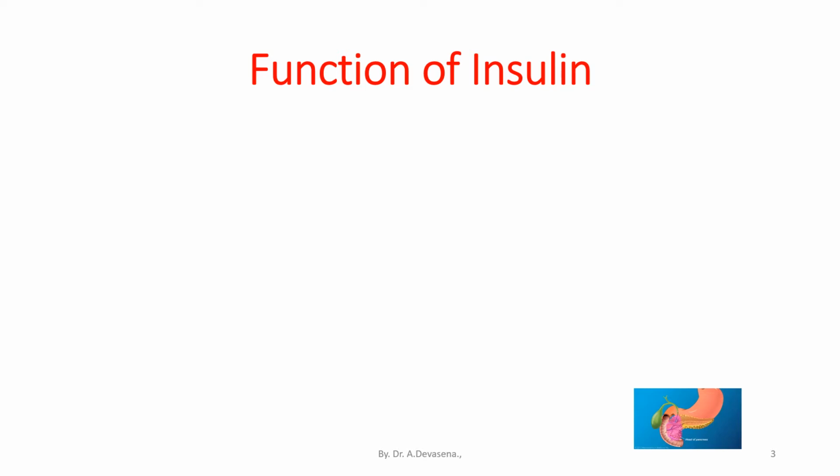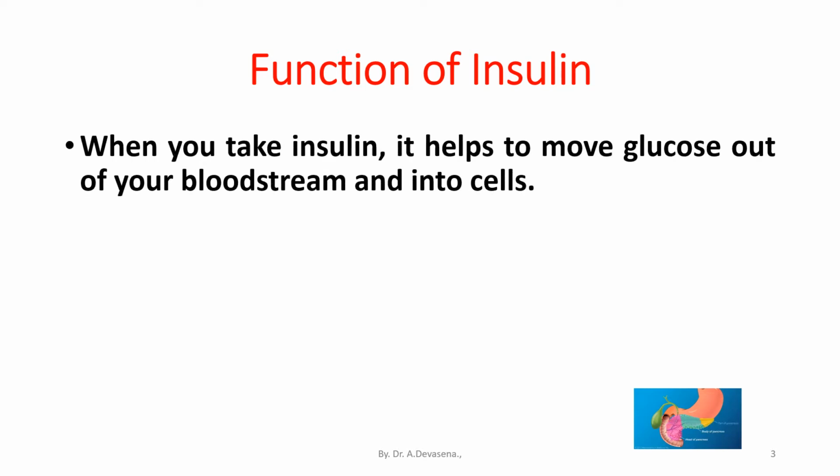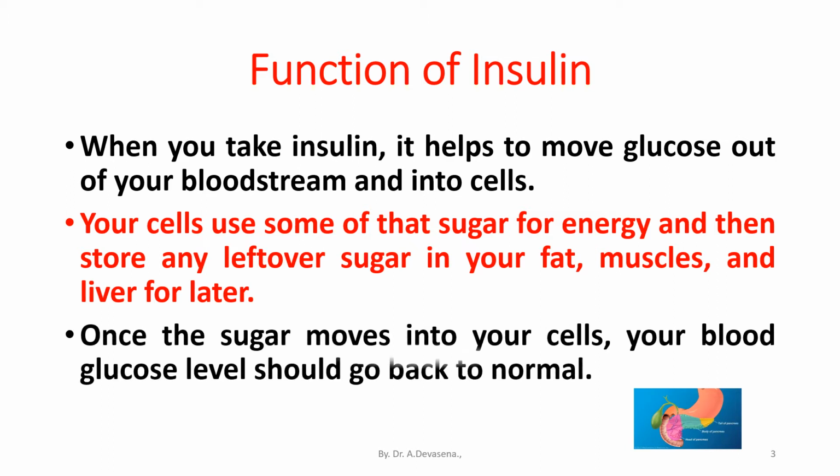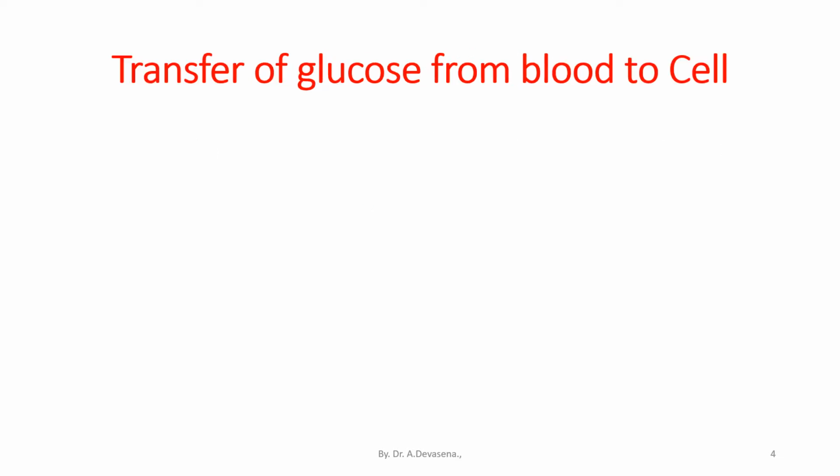Function of insulin. When you take insulin, it helps to move glucose out of your bloodstream and into cells. Your cells use some of that sugar for energy and then store any leftover sugar in your fat, muscles, and liver for later. Once the sugar moves into your cells, your blood glucose level should go back to normal. Here is a transfer of glucose from blood to cell.